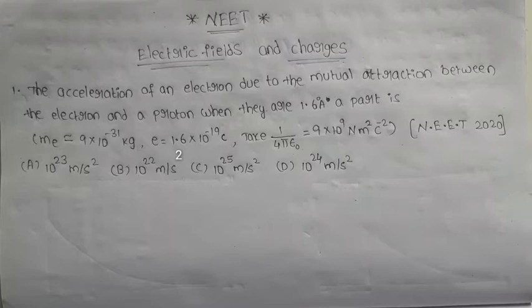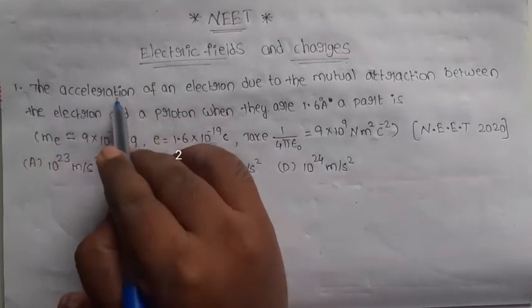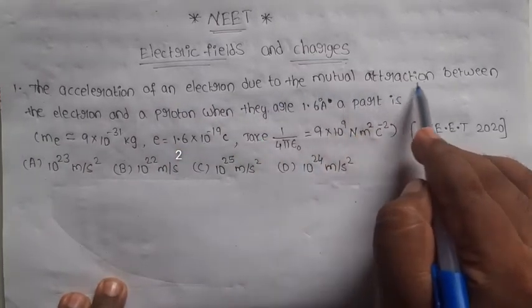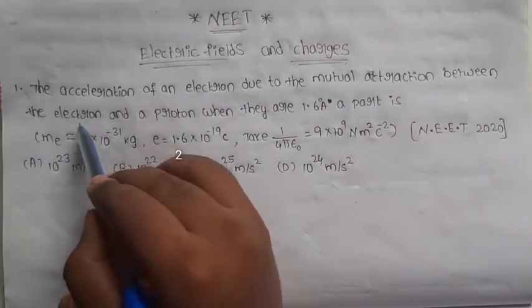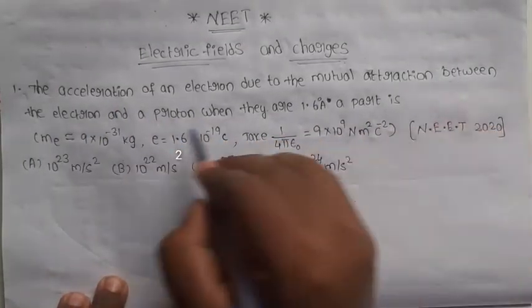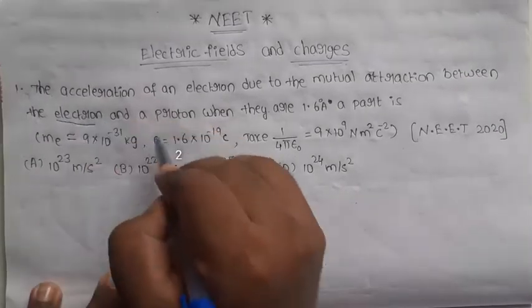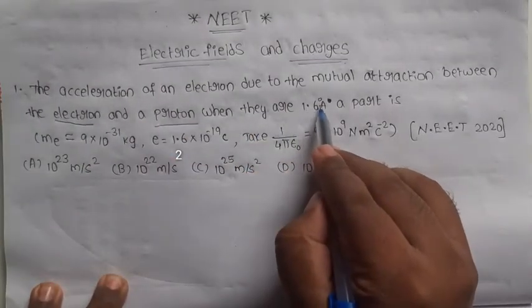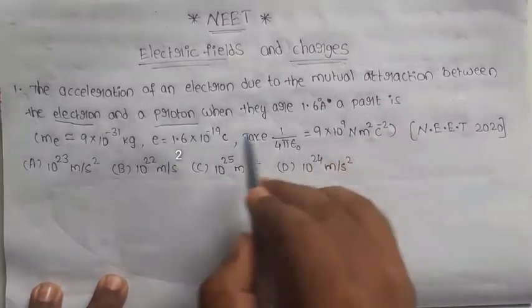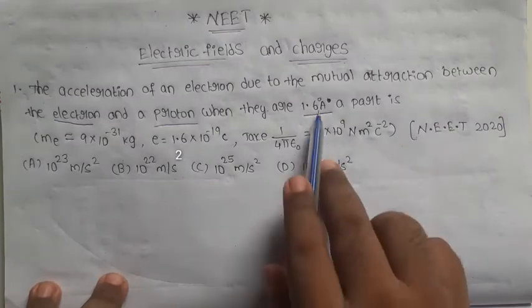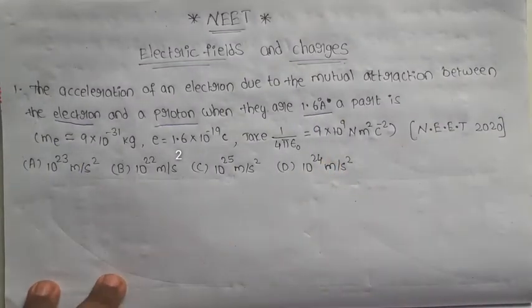Students, we are going to discuss the first question: the acceleration of an electron due to the mutual attraction between the electron and proton. Here, the mutual attraction between electron and proton when they are 1.6 angstroms apart. Here 1.6 angstroms is the distance between electron and proton.